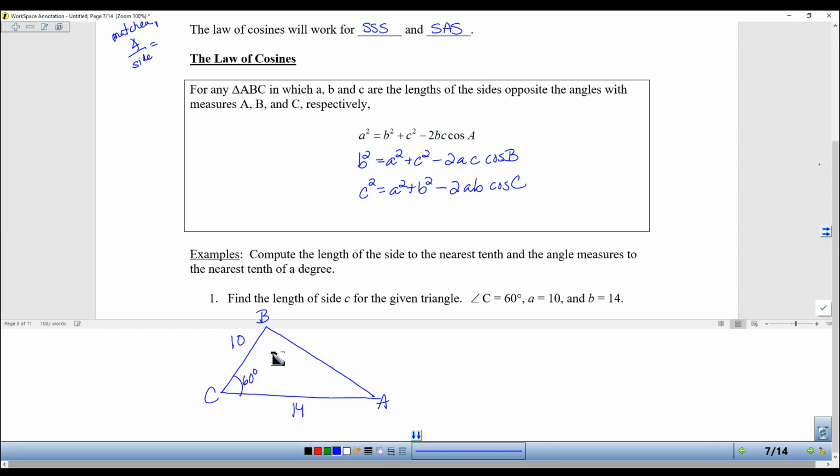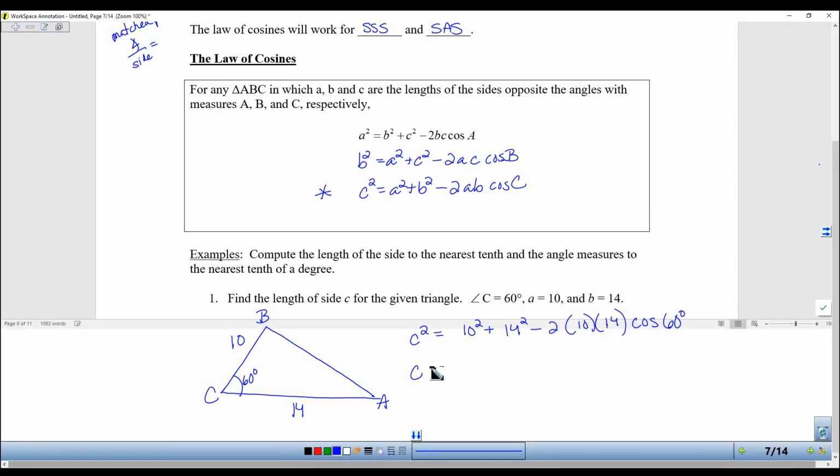So I do have my side, angle, side, meaning I don't have a matched pair. So there's no way for me to get that third side. You cannot use the Pythagorean theorem because it's not a right triangle. So I have to use law of cosines. Easy enough. I know angle C, so I'm going to use this third one. So C squared is equal to A squared plus B squared minus 2 times A times B times cosine of C.